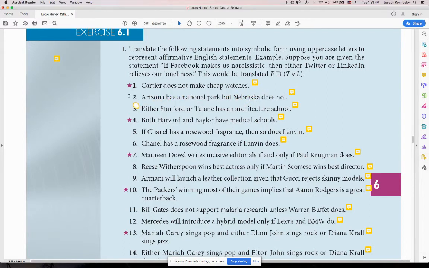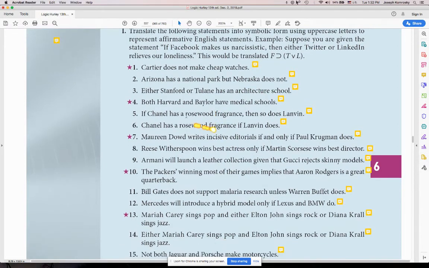Not C. Number two, Arizona has a national park, but Nebraska does not. What do we use for the but? You got it, the dot. So this is a little tricky because we have A for Arizona has a national park, so we say A, right? We have A dot, and we have N for Nebraska. But notice the Nebraska says does not. So we actually have A dot tilde N, or not N, because Nebraska is being negated. Tricky, huh?